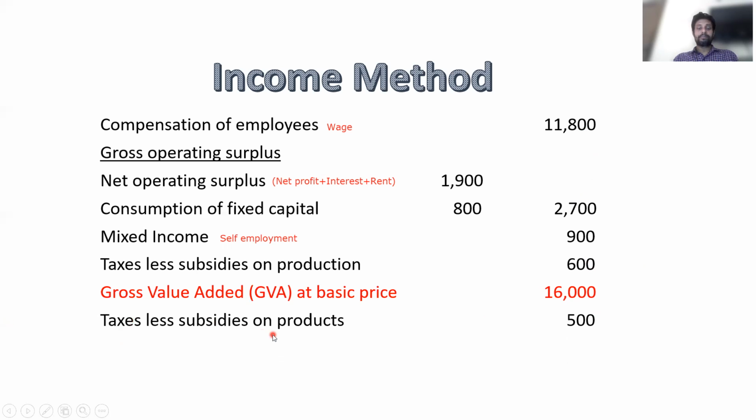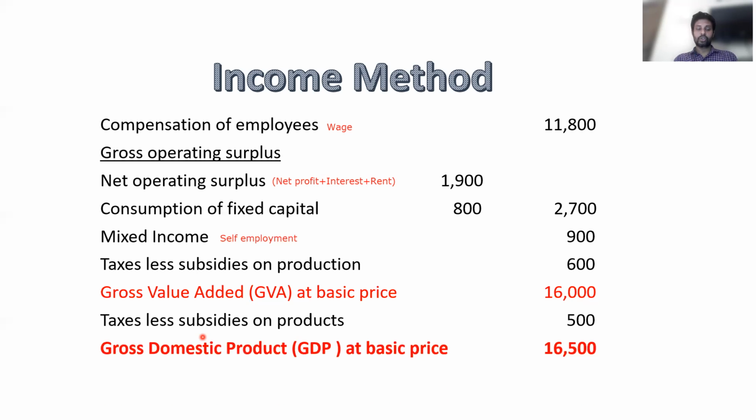Taxes less subsidies on products. Earlier also we came to know products, now also products. Here, this is about taxes. It focuses on tax for a product, even sort of an excise duty. Price is there, tax is there product wise. Subsidies also there product wise. Earlier, taxes and subsidies for the production, the whole process. That is the difference. So finally, gross domestic product is calculated at market price.